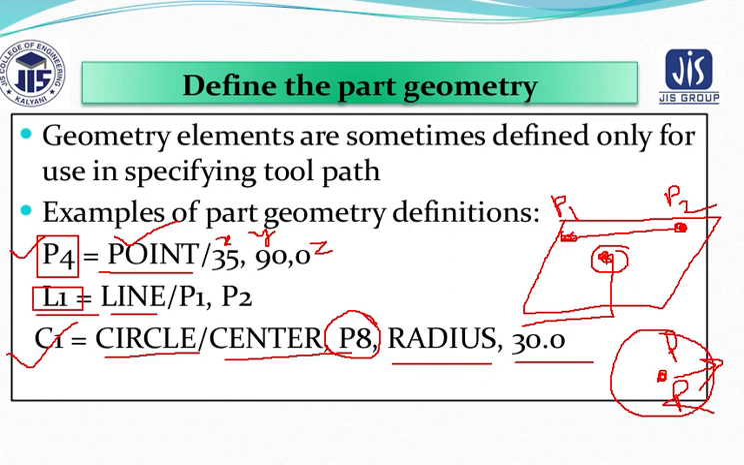Now if you want to represent the symbols which are used to define geometric elements, as we are talking about the part geometry, then for point you are going to use POINT, for line you are going to use LINE, for circle you are going to use CIRCLE, and for plane you are going to use PLANE. If you want to define the center, then you are going to use CENTER, and if you want to define the radius, then you are going to use RADIUS.